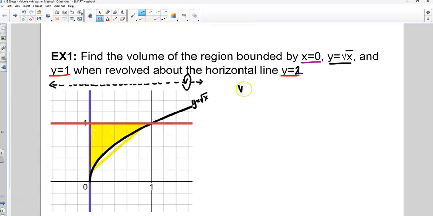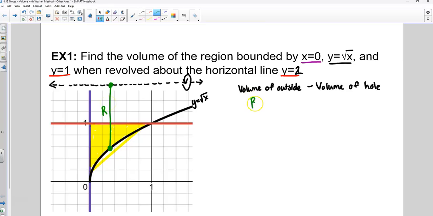So I want to do volume of the outside minus volume of the hole. All right. So just like we were doing on the homework last night, we are going to draw a line from the line we're rotating around to the furthest away function, the outside. That's our capital R. Right.